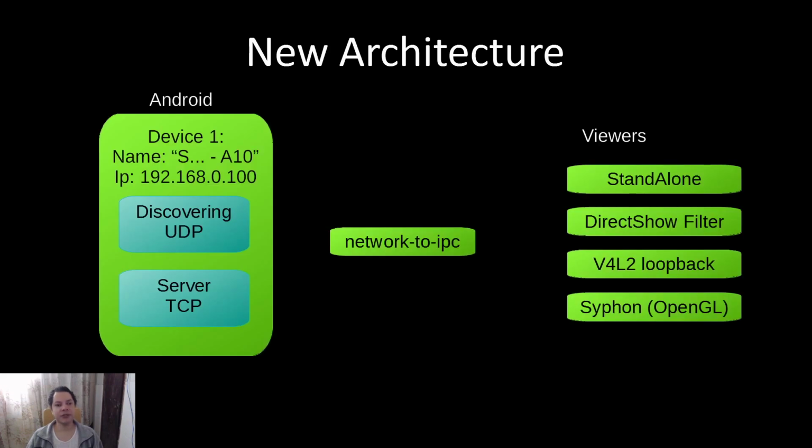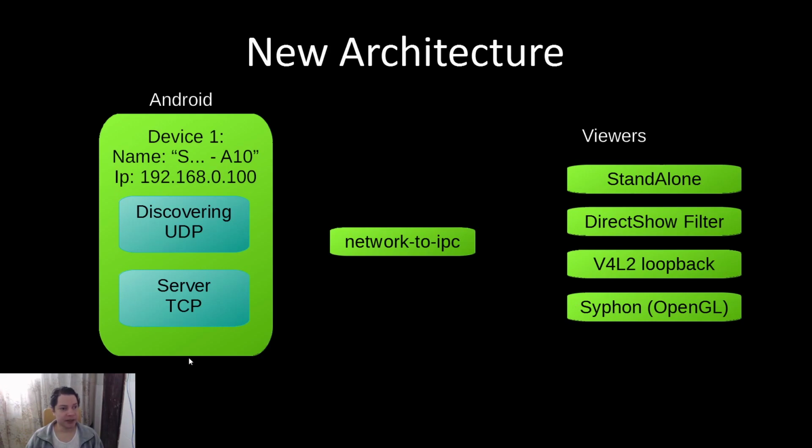We have these three categories of components in the new architecture of OpenMultimedia. We have the device here. We can have any quantity of devices connected to the network. We have a component called network to IPC, and we have the viewers. That could be any one of these: the standalone, DirectShow, Video for Linux 2 Loopback, and Syphon.